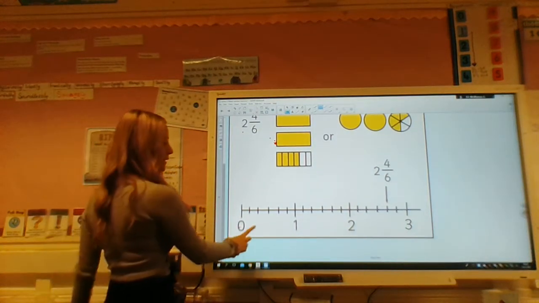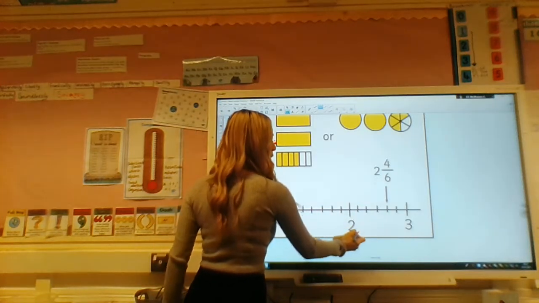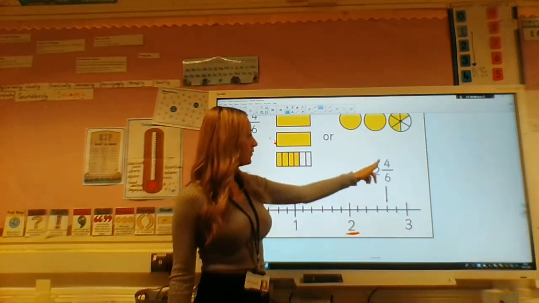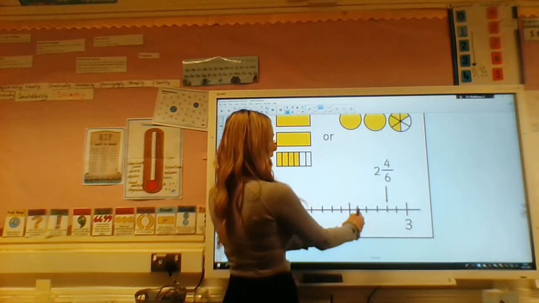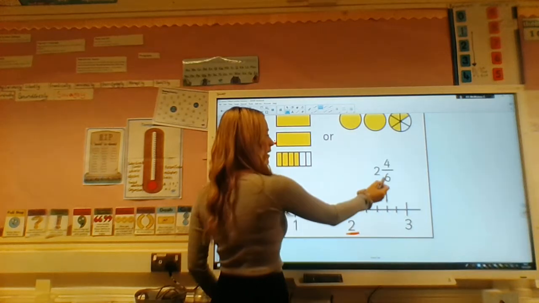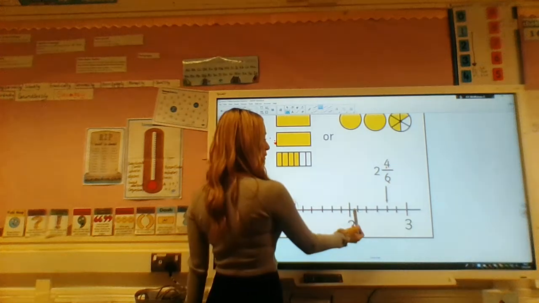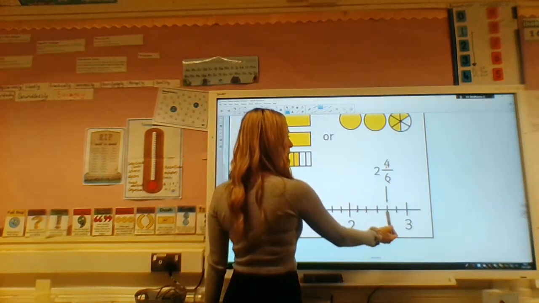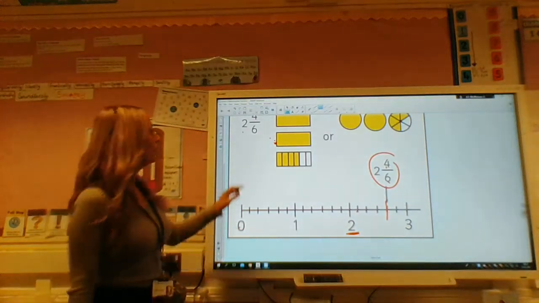We've got the whole numbers 0, 1, 2 and 3. So the whole number's 2, so we need to go where the 2 is. And I need to find 4/6. So between the whole number 2 and 3, it's split into 6. 1, 2, 3, 4, 5, 6 parts. So that's been done correctly. I just need to find the 4th part. So I just count 1, 2, 3, 4 on the number line. And there is 2 wholes and 4/6.